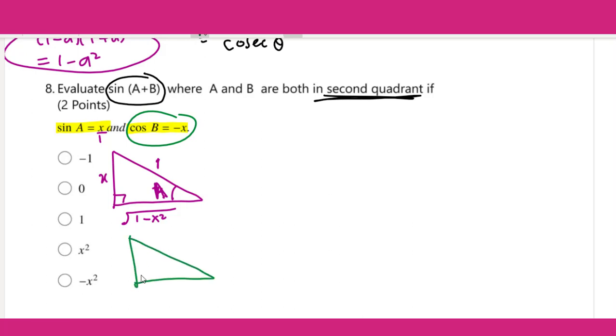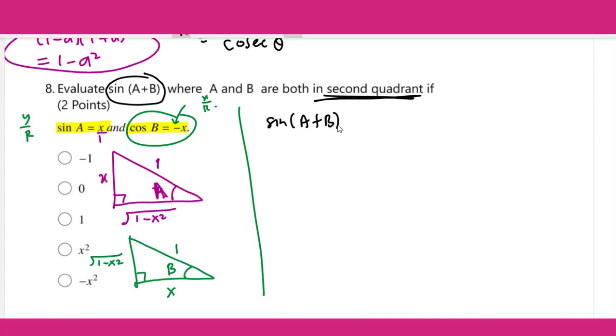One more triangle, this one is for angle B. Cos B is equal to x over 1. Ignore the negative; negative will show the second quadrant for cos. Using the Pythagoras theorem, we get the square root of 1 minus x squared. I use the same triangle so that you know, sine is y over r, and cos is x over r.